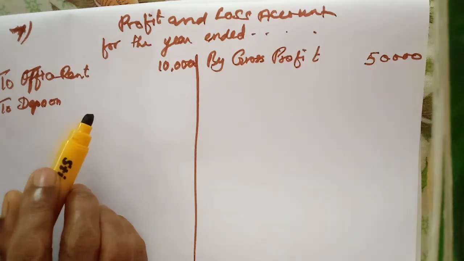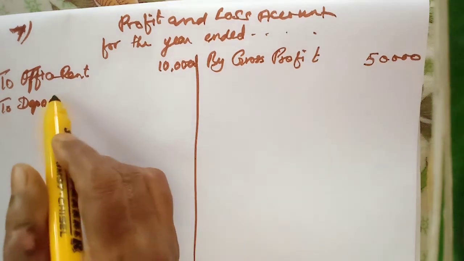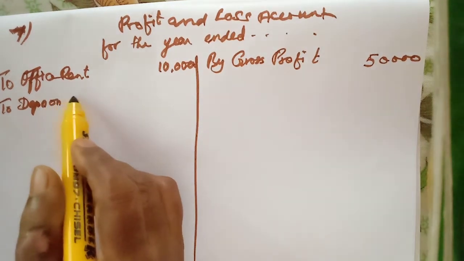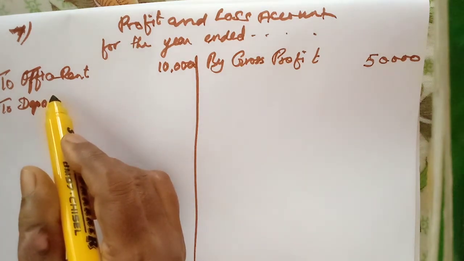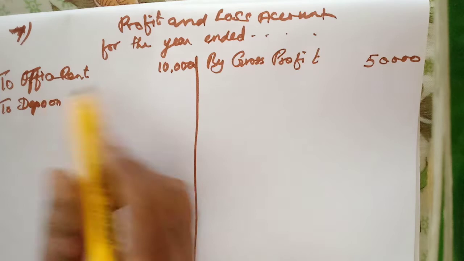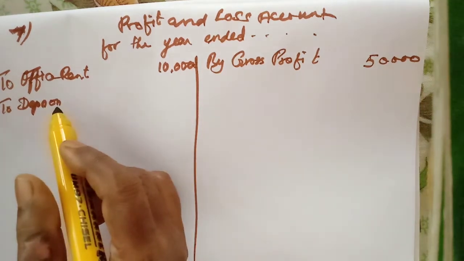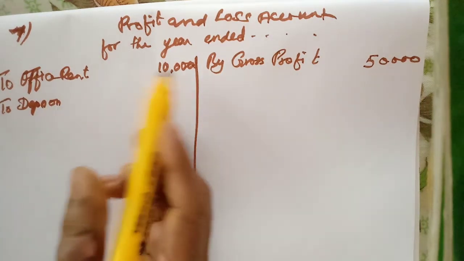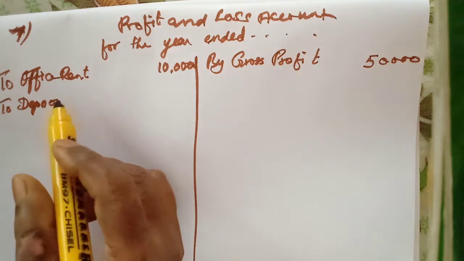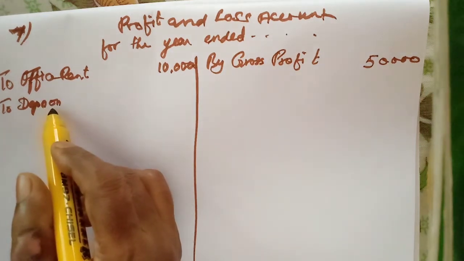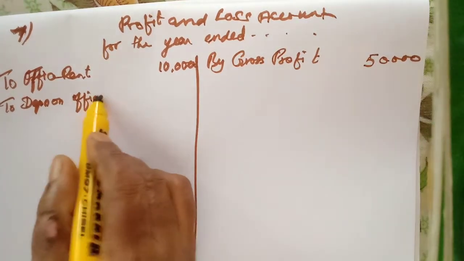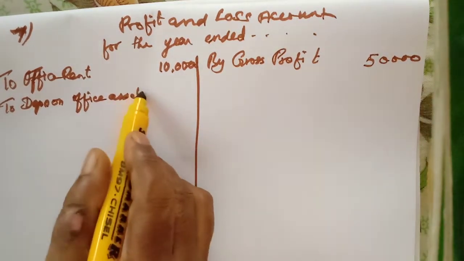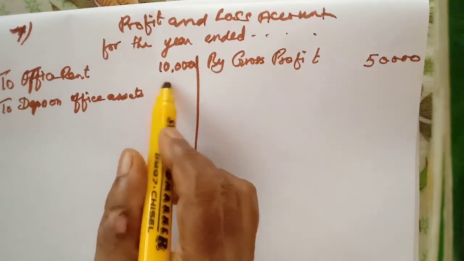But if you go by that order, you may miss some of the items. So don't go by the order. Write from the beginning of the problem whatever expenses are given. Don't worry about which side it will come, just write it. Okay, 2 items we have written. The third item, depreciation on fixed assets, will come on the debit side. So depreciation on office assets 8,000.